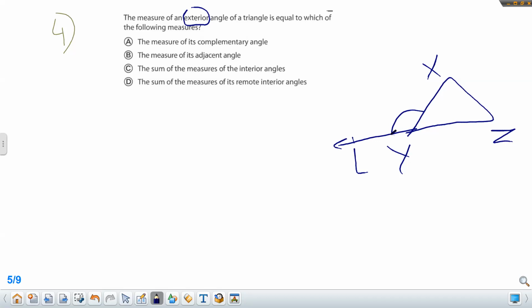Okay, how to find the measure of it? The measure of an exterior angle equals the sum of the measures of the interior angles of the triangle except the adjacent angle.